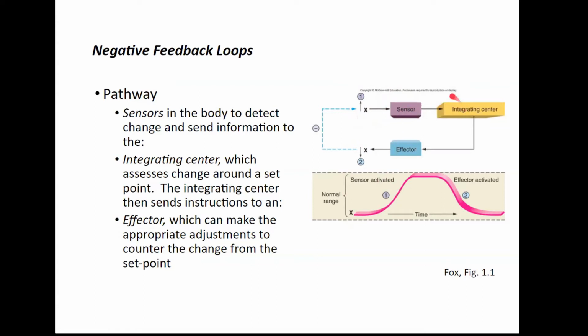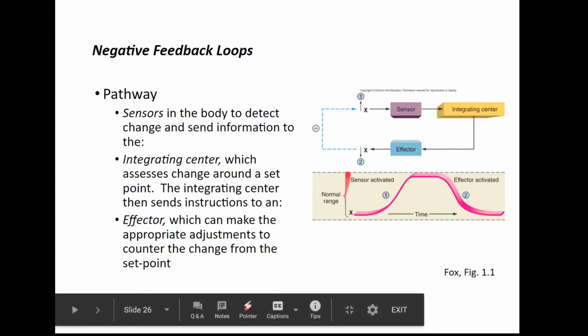Then we're going to send that signal to the integrating center. The integrating center is going to plan out a response. Once it knows what that response is, it's going to send out a signal to the effector organ. When the effector organ is activated, that's when we're going to see the corresponding decrease in our regulated variable. So we'll see we had a rise, our body sensed it, sent it to the integrating center, planned a response, effector organ affected that response, brought us back to our set point.